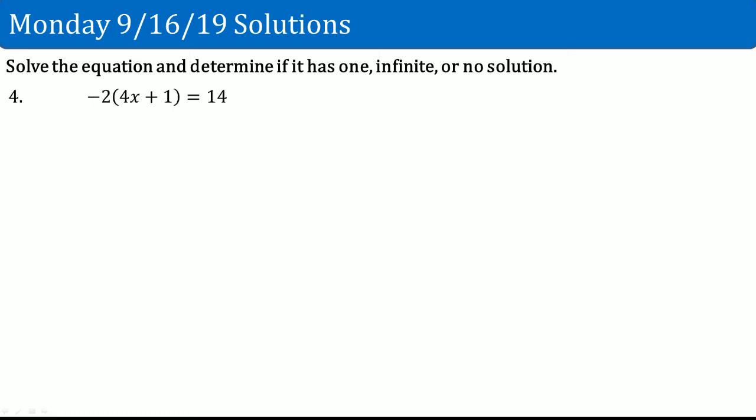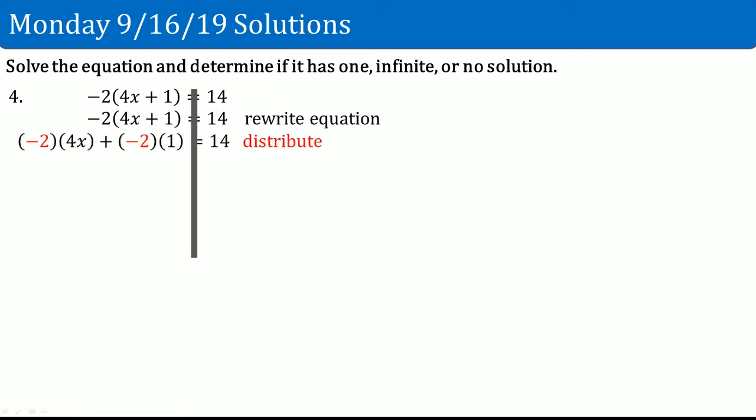Number 4. Rewrite the equation and draw the line straight down. You have a negative 2 times 4x and a negative 2 times 1. That is the distributive property. We do that to get rid of the parentheses. Negative 2 times 4x is negative 8x. Negative 2 times 1 is negative 2. The right-hand side is 14.